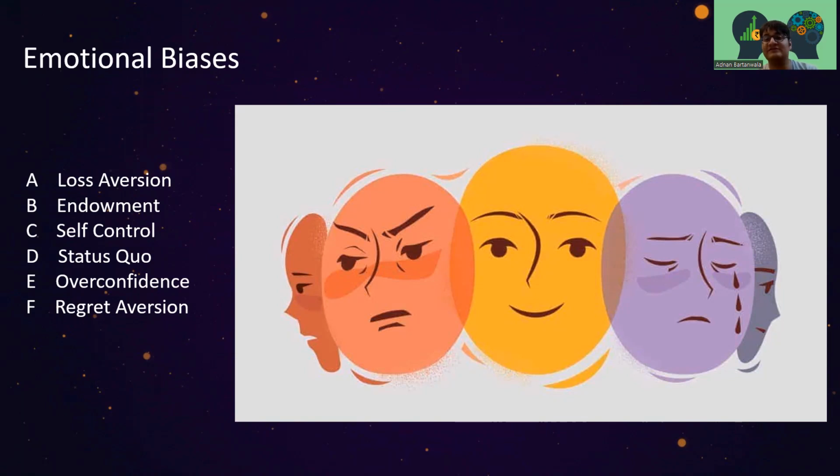Next comes the concept of self-control. Now, there's a term in finance called hyperbolic discounting. This self-control bias comes from that particular phase of hyperbolic discounting. What this means is that, I'll give you a very practical example that I face in my daily life.